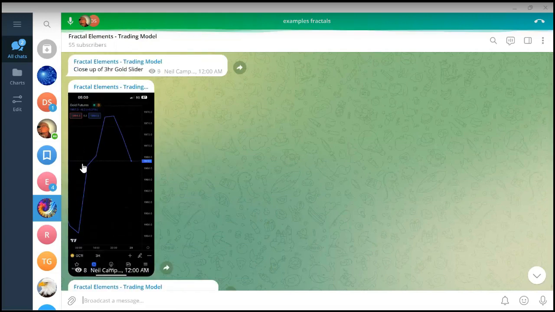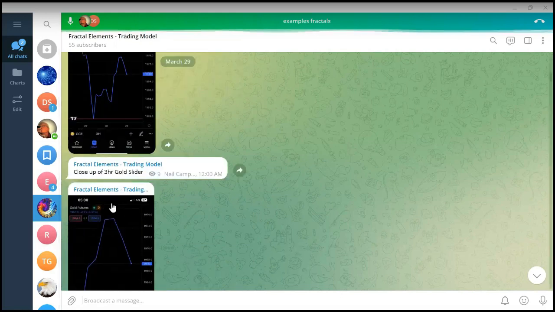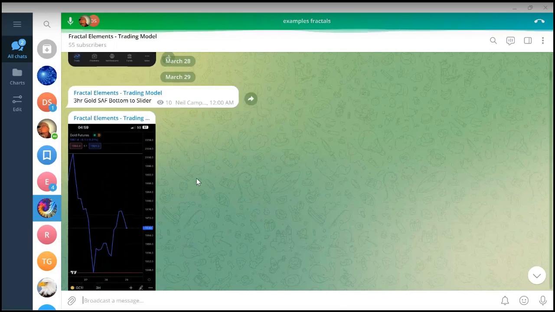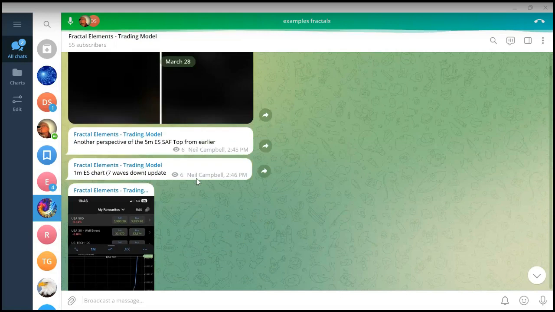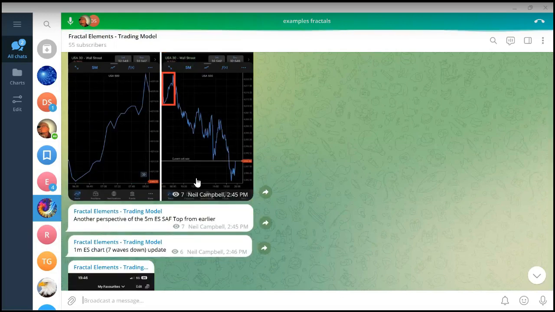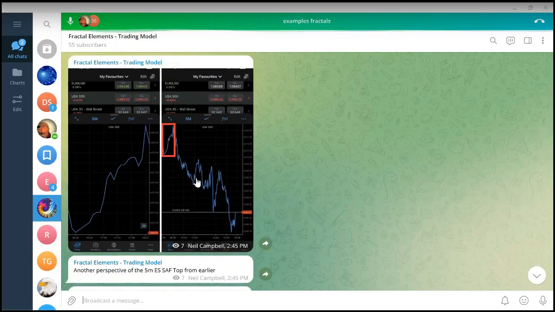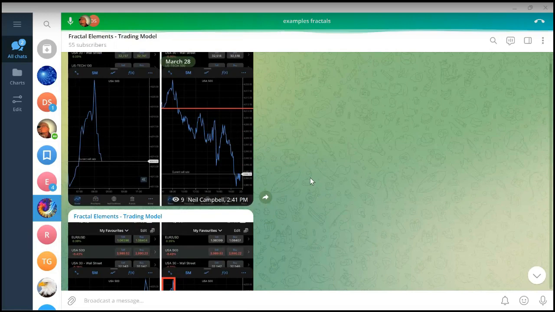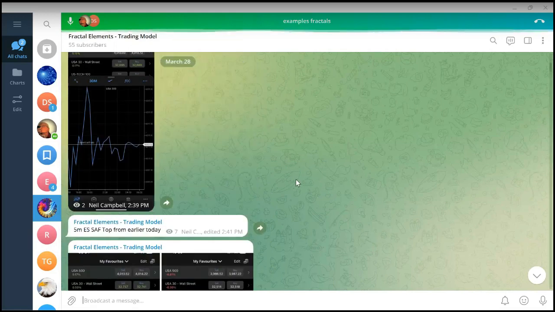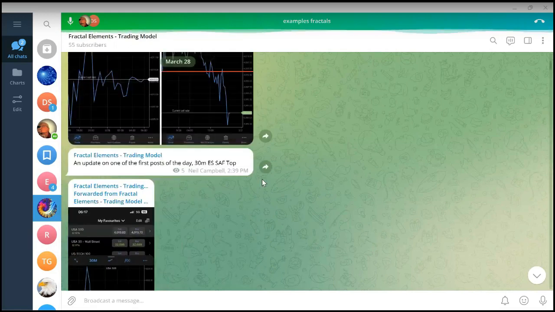Okay, now this is another slider. That's on gold. Not perfect because the legs aren't equal. A little unorthodox there. Okay, and okay. Where do you find that one at? Oh, that's the top. Well, that's a little bit complicated. I'm only looking at the very clever fractals here.